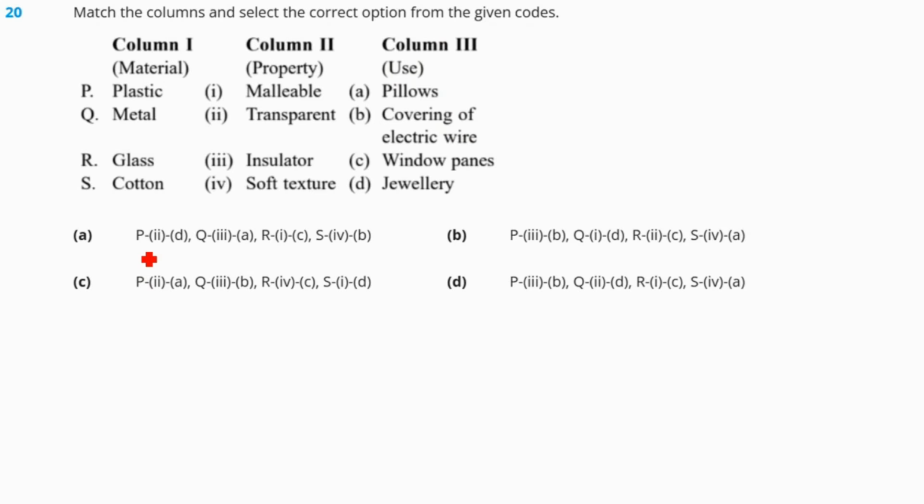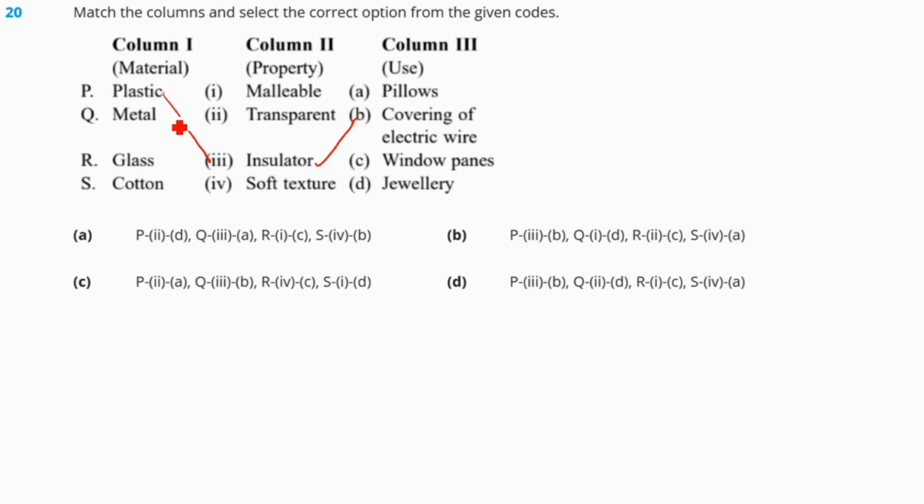Question 20. Match the columns and select the correct option from the given options. Column 1 is material, column 2 is property, and column 3 is use. Okay. So plastic is an insulator. Plastic is an insulator and it can be used for covering of electric wires.